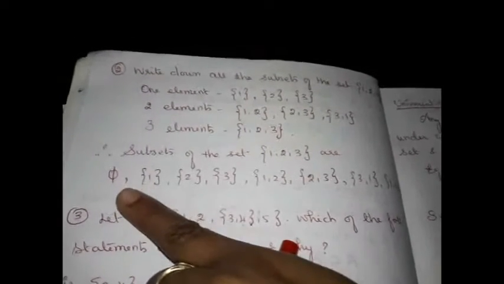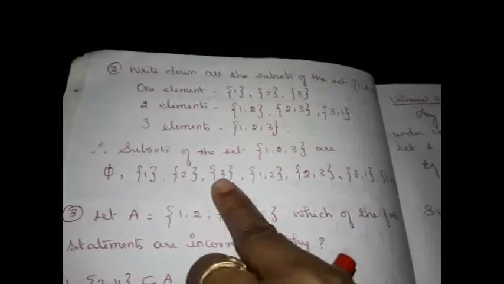See here, write down all the subsets of the set. To start with, we have to start with the empty set, the null set, and then sets with single elements, sets with two elements, and then till you reach the original set. Therefore, the set itself and the empty set are always subsets of the given set.